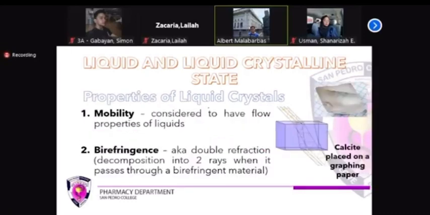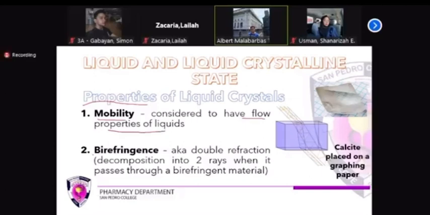Next. The last slide for liquid crystal, these are the properties of your liquid crystal. What we discussed earlier were only characteristics. This time, the properties of your liquid crystal. First property, liquid crystals are mobile. So they exhibit mobility because they have the flow properties of liquids.